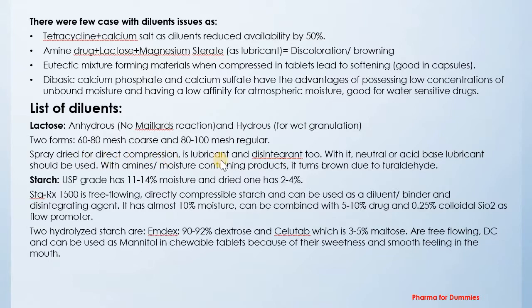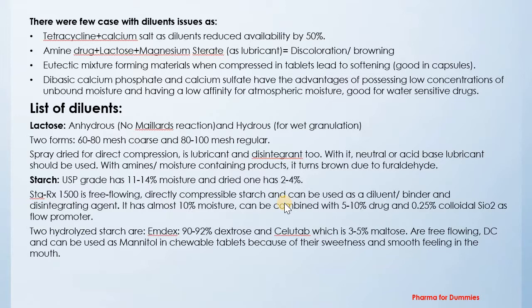It also acts as a lubricant and as a disintegrant too. With it, a neutral or acid-based lubricant should be used. And with amines or moisture-containing products, it can turn brown due to the formaldehyde which is present in it. Spray dried lactose can be taken as anhydrous lactose, as spray dried lactose can capture moisture and then can lead to problems.